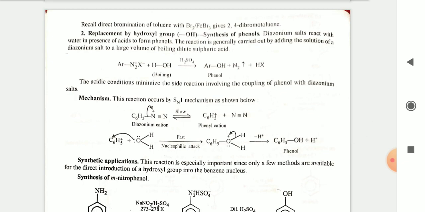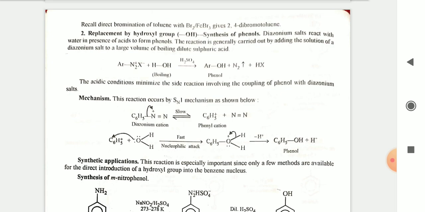Recall, direct bromination of toluene with bromine and FeBr3 gives 2,4-dibromotoluene. Second, replacement by hydroxyl group OH: synthesis of phenol. Diazonium salt reacts with water in the presence of acid to form phenols. The reaction is generally carried out by adding the solution of diazonium salt to a large volume of boiling dilute sulfuric acid. Ar-N2+ X- with water in the presence of H2SO4 will give phenol plus N2 gas plus HX. The acidic condition minimizes the side reaction involving the coupling of phenol with diazonium salt.